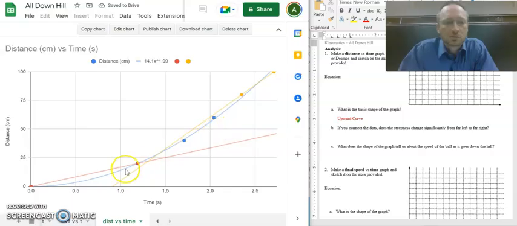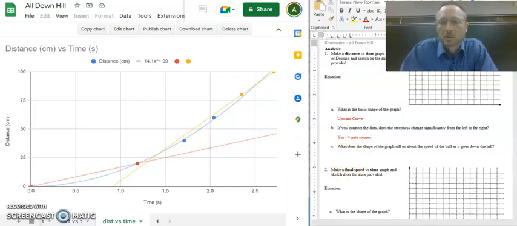So if we look at the two dots on the left, we get a trend line that's that steep. If we look at the two dots on the right, we get a trend line that is now steeper. I would say that that's rather significant. Yes, it does change significantly. It gets steeper.